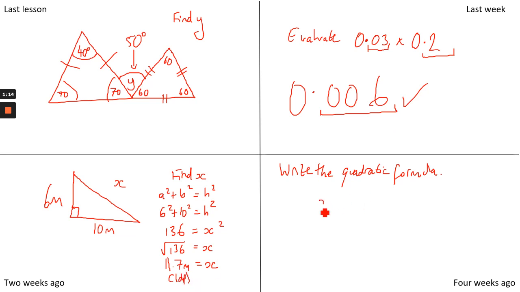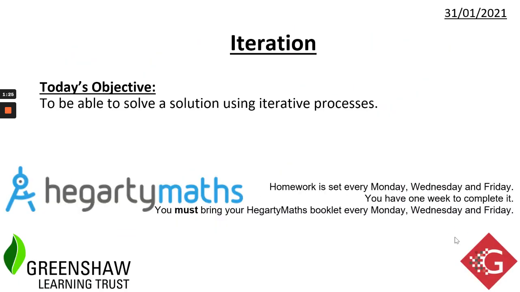And then the quadratic formula is x equals minus b plus or minus the square root of b squared minus 4ac, all divided by 2a. Okay, today's topic is iteration, so copy that down and play when you're ready to go through the examples.